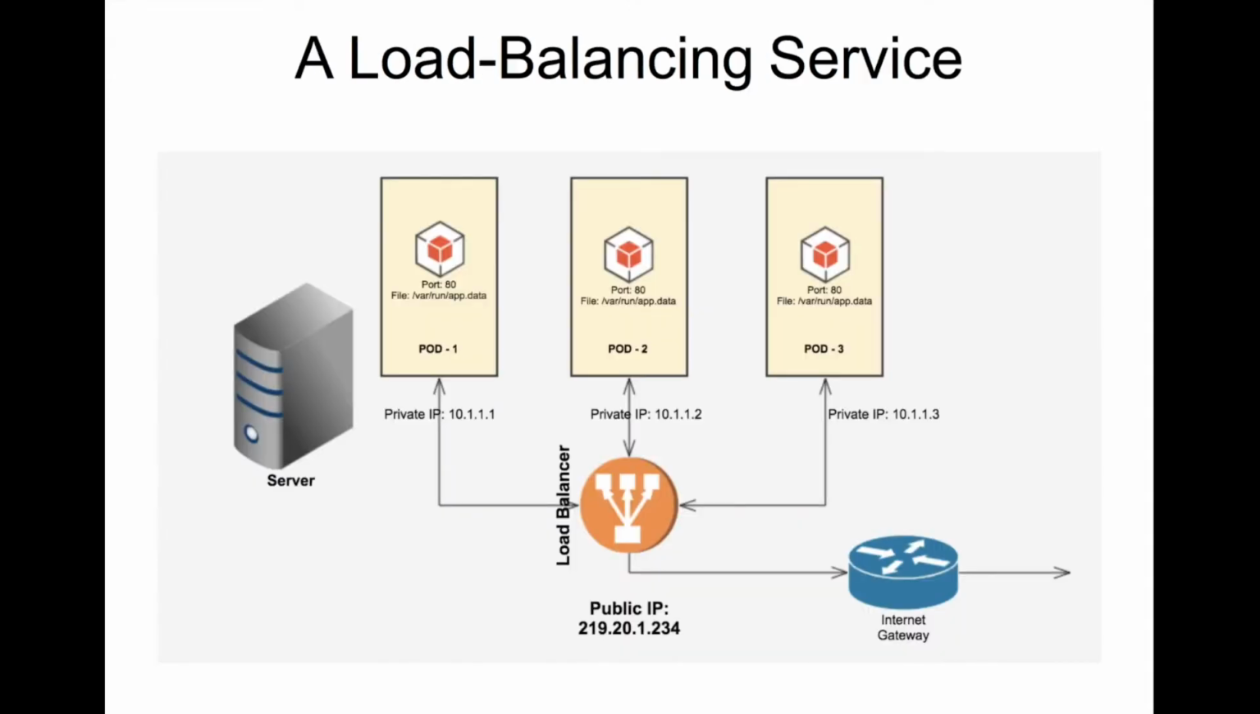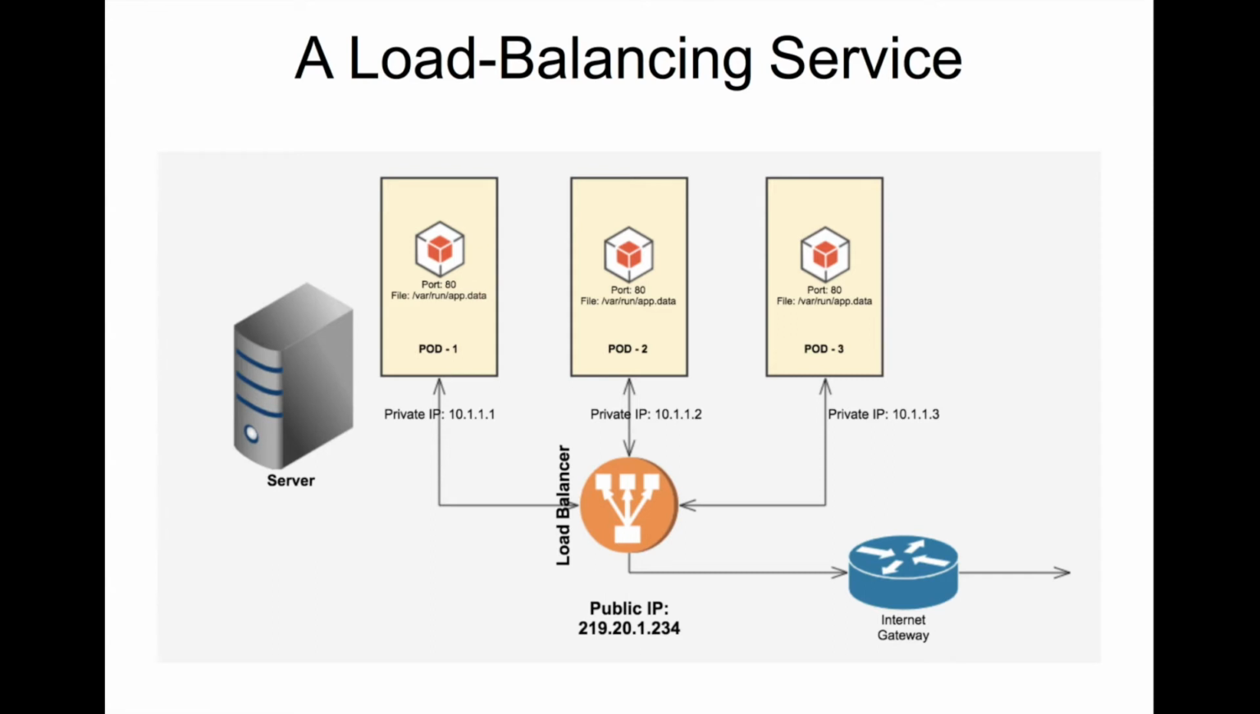Whenever we have more than one instances of an application running, it is ideal to have a load balancer service added on top of them. In this picture, we have three pods that are connected to a load balancer service, which in turn is connected to the internet gateway. The load balancer will help distribute the web requests evenly between the three pods.